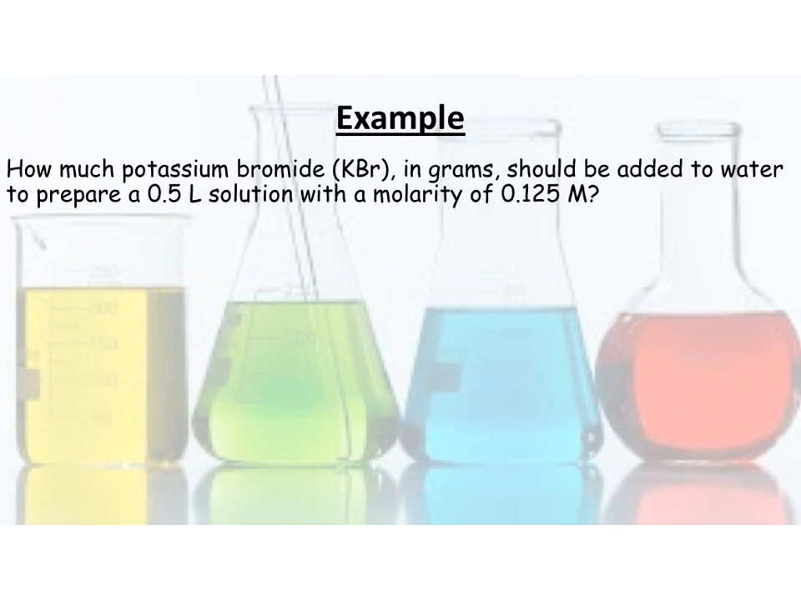Now this problem is asked a little bit differently. This problem asks us how much potassium bromide in grams we need to add to water to prepare a half-liter solution that has a molarity of 0.125. So remember the molarity equation. I definitely have my molarity, and I definitely have my liters. I'm trying to find grams, so I can solve for my moles and then convert to grams.